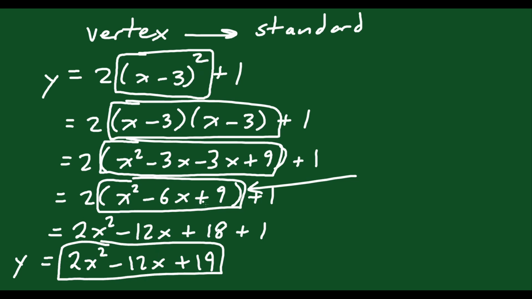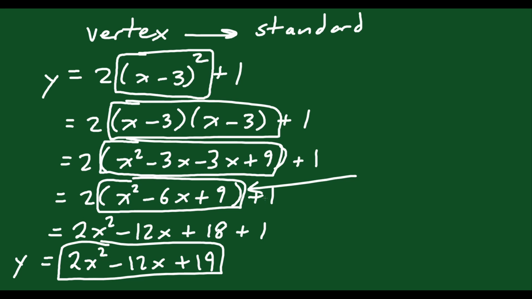And that's why when we go the opposite direction, when we go from standard to vertex, the process is called completing the square, because we're turning this thing into a perfect square trinomial, right? This is very close to being a perfect square trinomial. The only problem is that there's this extra 1, right? It should be 18, but it's 19. So we have to get rid of that 1. Once you get rid of it, you now have a perfect square trinomial. You can put it into vertex form.